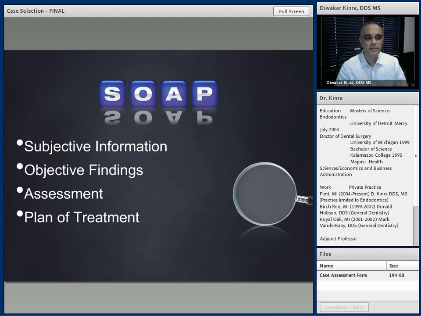And then next, assessment. This is basically our diagnosis, which is twofold. You'll get a pulpal diagnosis and a periapical diagnosis. And lastly, now that we've determined the cause of the problem, we have to find out how we're going to eliminate that cause. And that's what our plan of treatment is. Is it going to be extraction? Is it going to be root canal therapy? That's what we're going to determine next.